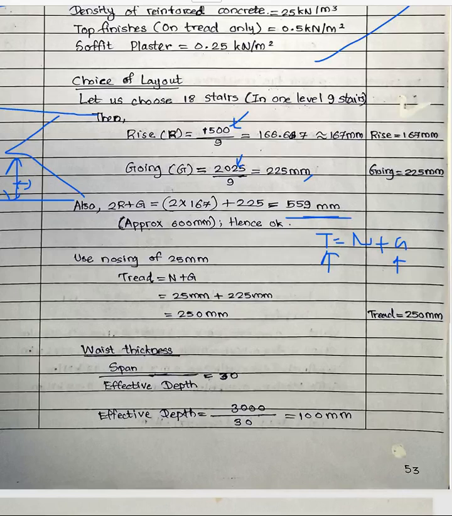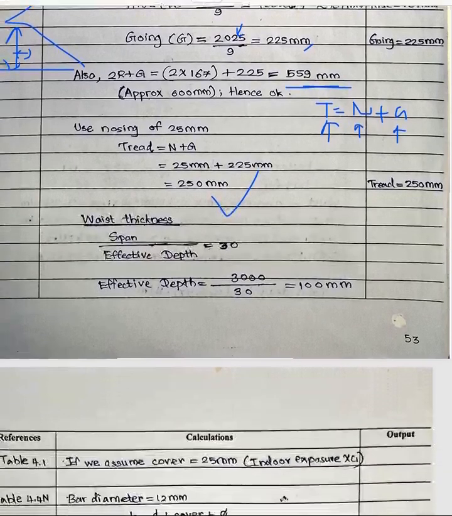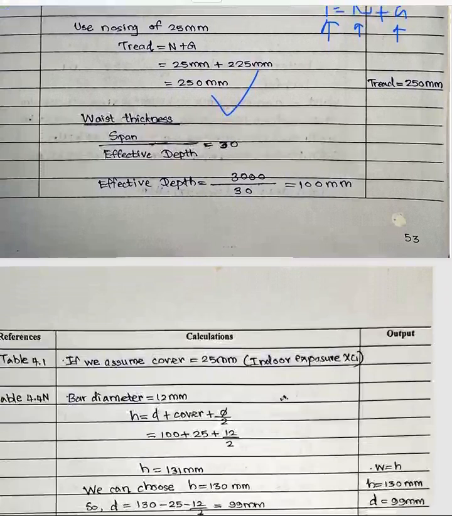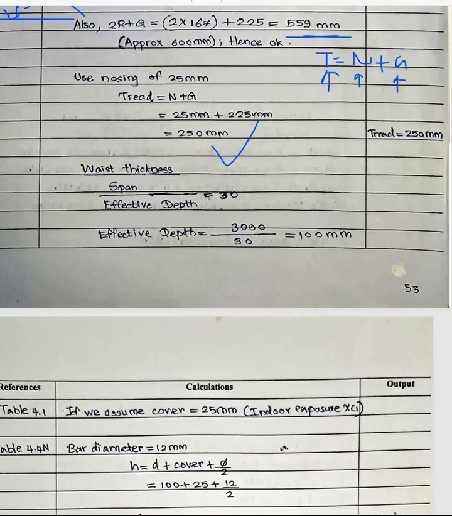Usually the tread length is unknown, so we want to find the tread length. The going we took is 25 millimeter, so the tread length is 250 millimeter. After that we want to find the effective depth. To find the effective depth, we want to assume the span over depth ratio.